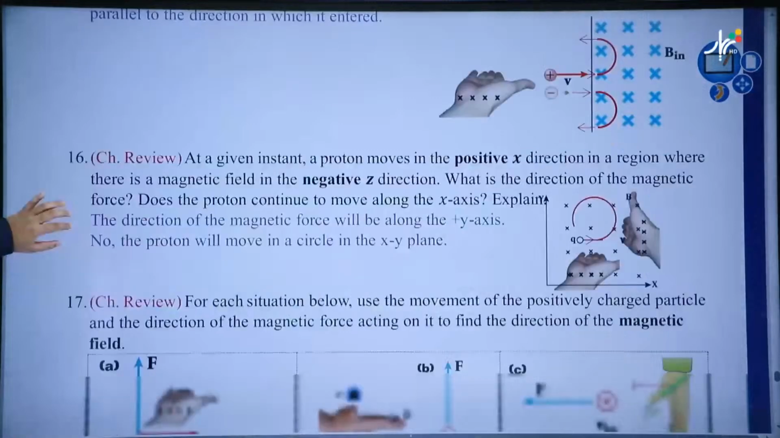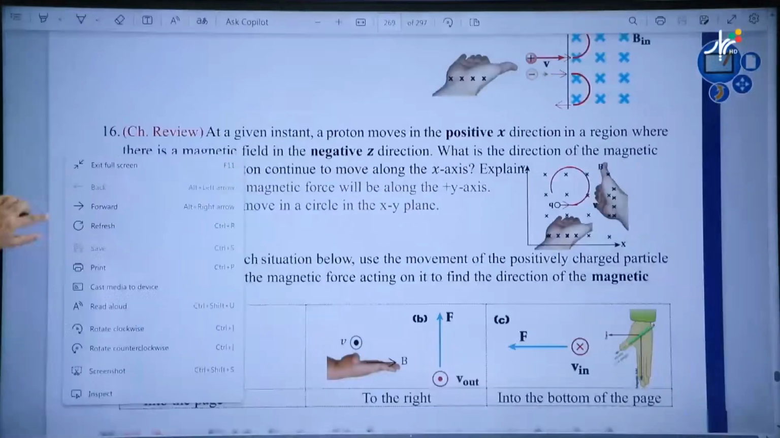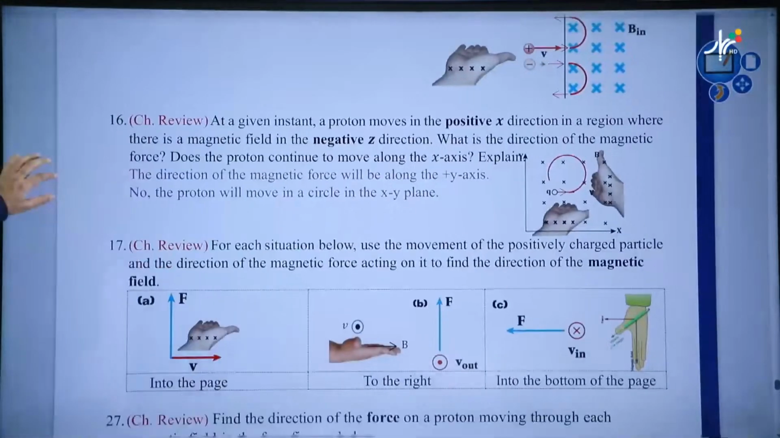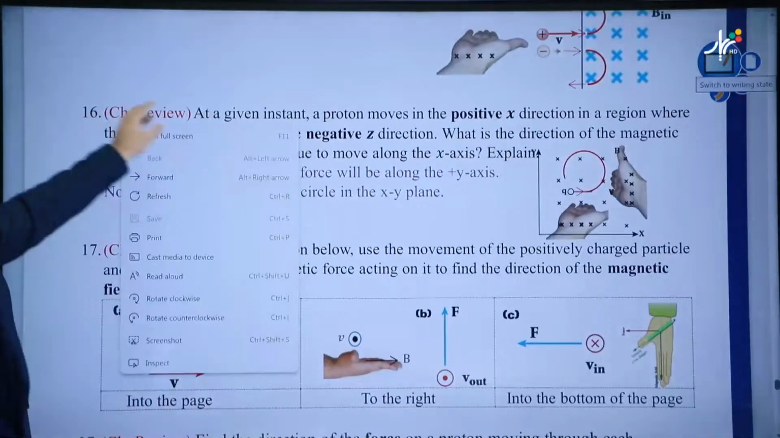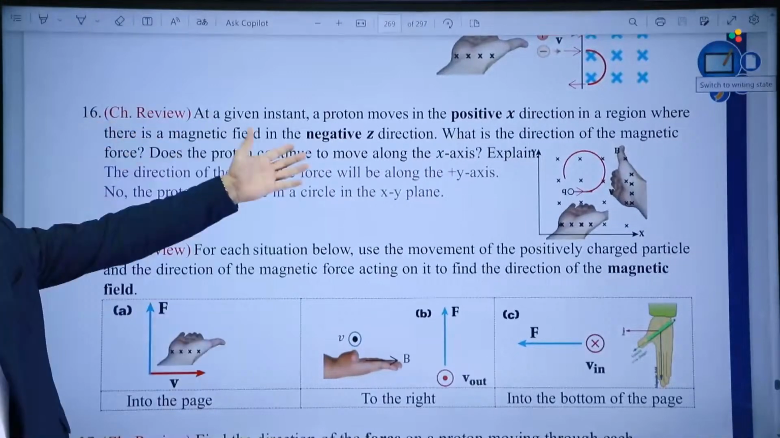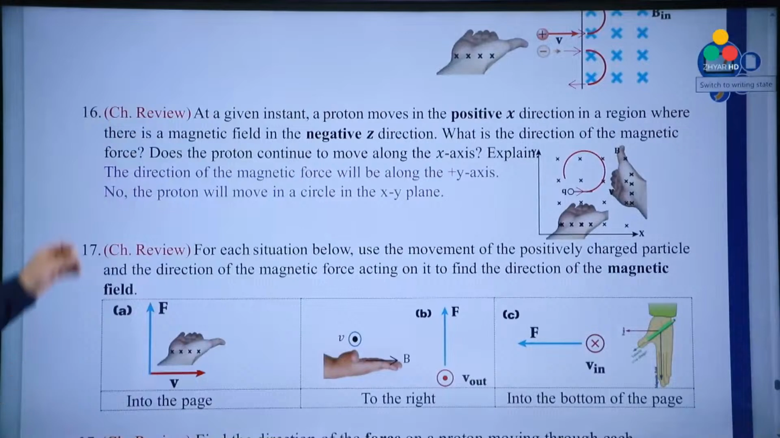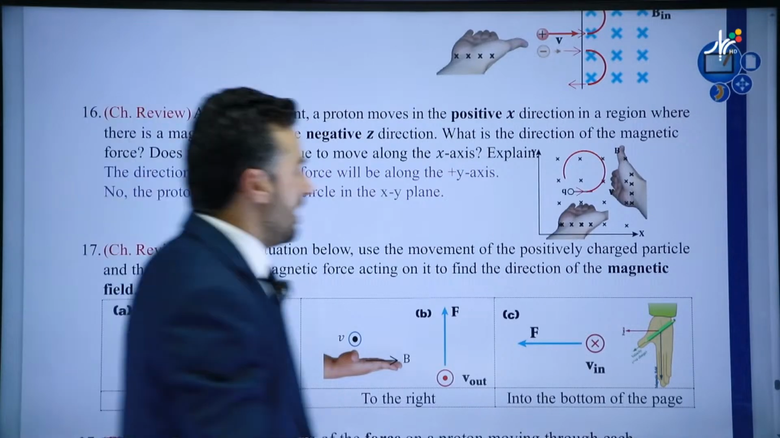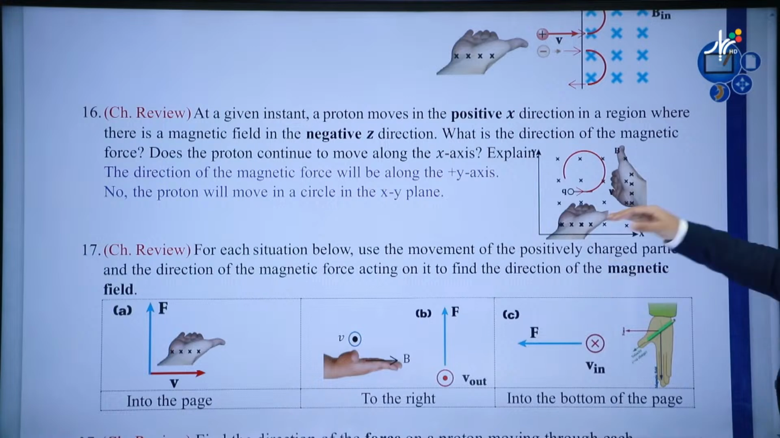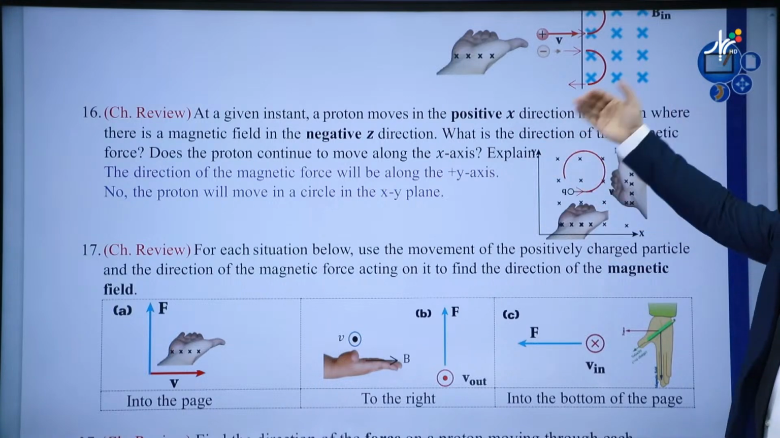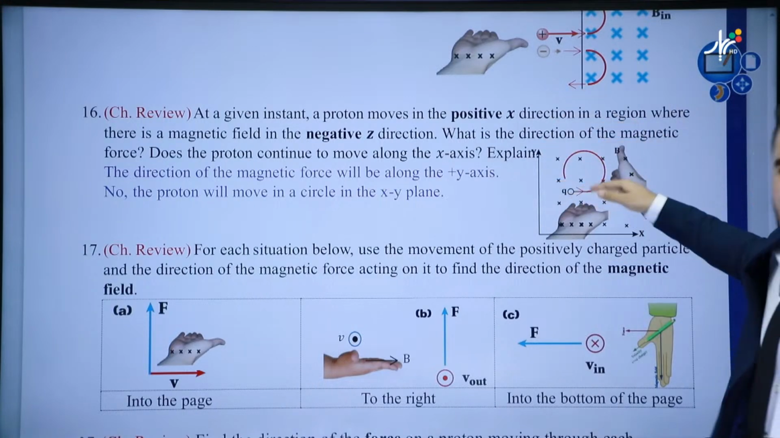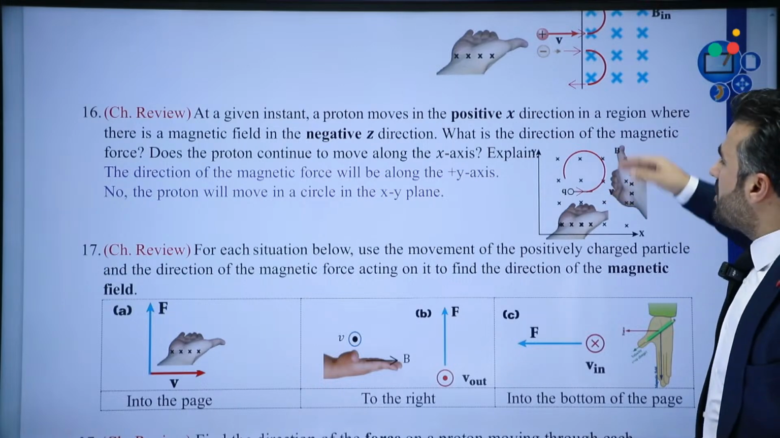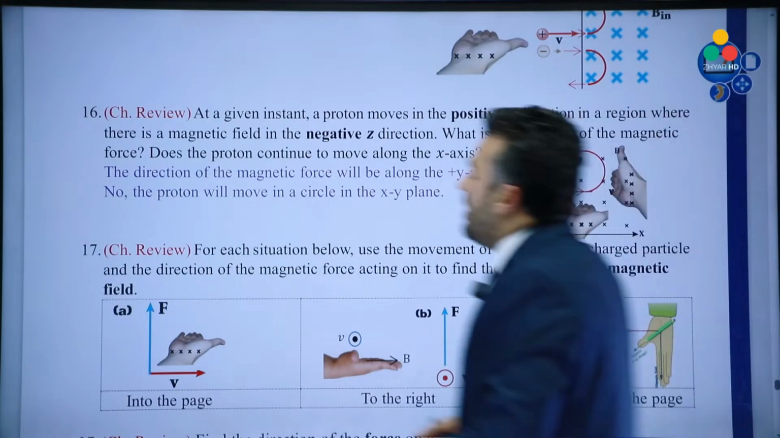Okay. We have question 16, which says: at a given instant, a proton moves in the positive x direction in a region where there is a magnetic field in the negative z direction. What is the direction of the magnetic force? Does the proton continue to move along the x-axis? Of course, the answer is no. So one more time, take a look here. We have the proton moving in the positive x-axis. The magnetic field is into the negative z-axis.